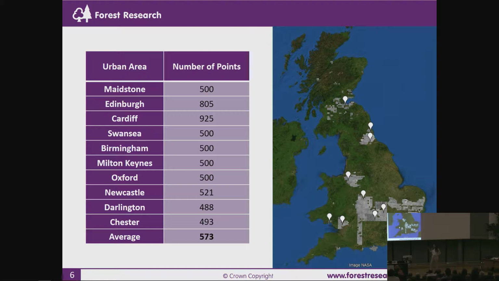The number of points has been discussed today in terms of iTree canopy work and the dot-based method, which is what we used here. So the number of points is based on the availability of data and the previous work that has been done. So for example, Edinburgh had a high number of points because some of Edinburgh wasn't covered in the 1945 data, so we had to mitigate that with a higher number of points.